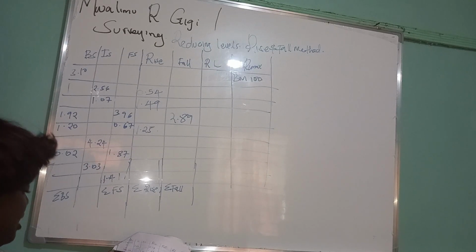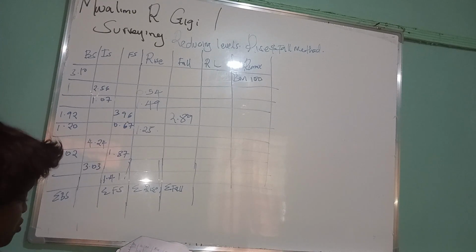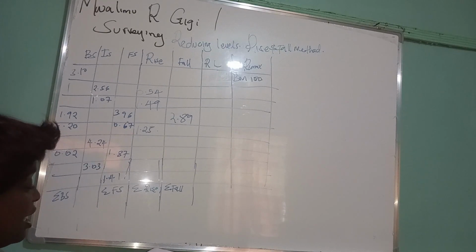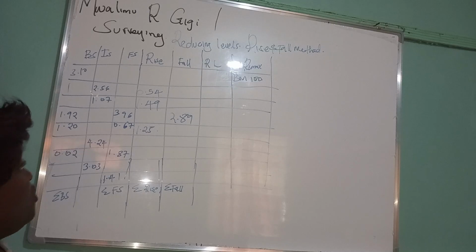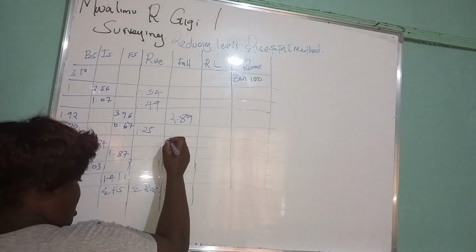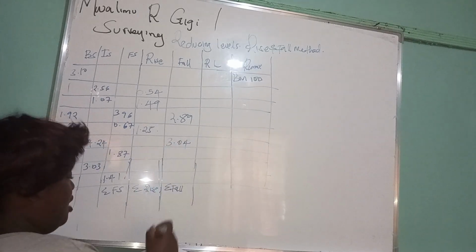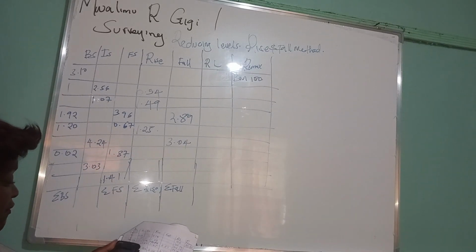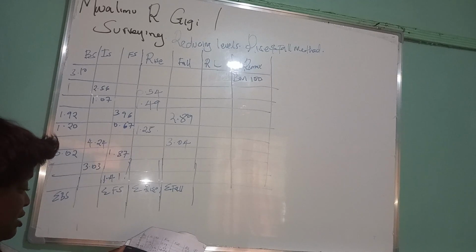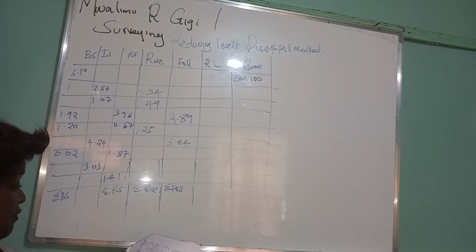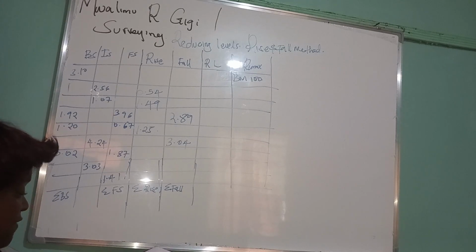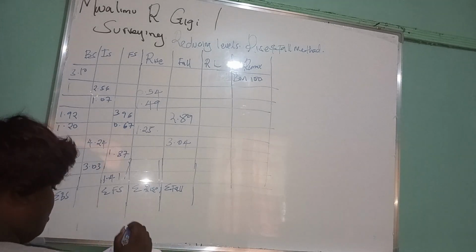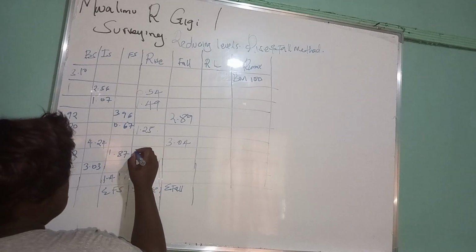1.20 minus 4.24. Negative 3.04, which is a fall of 3.04. Then we go to 4.24 minus 1.87. So it is 2.37. So it is a rise of 2.37.